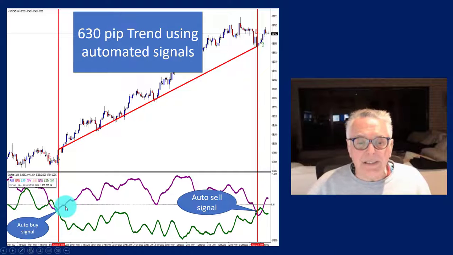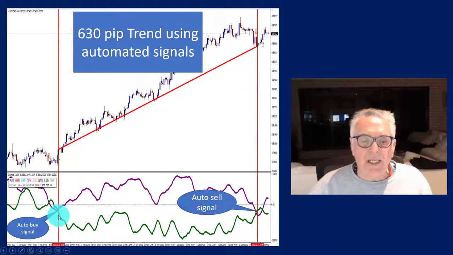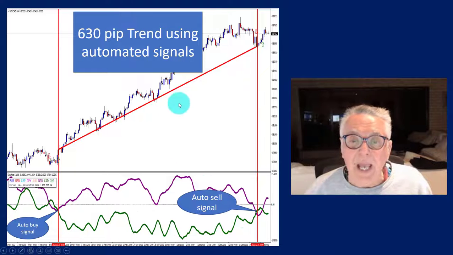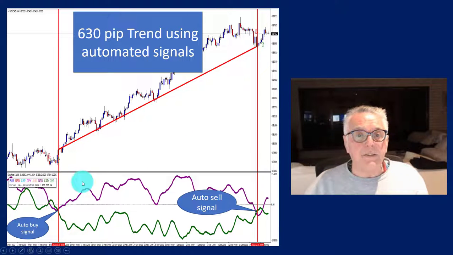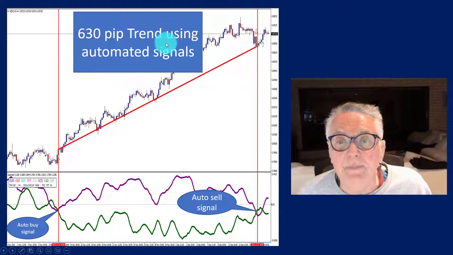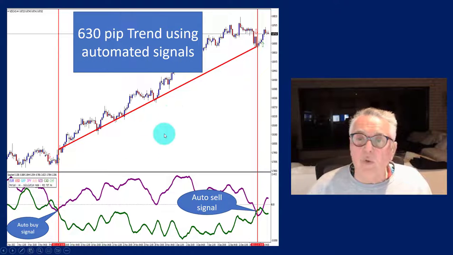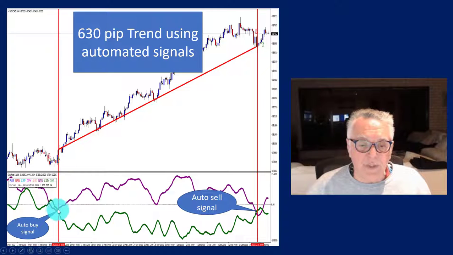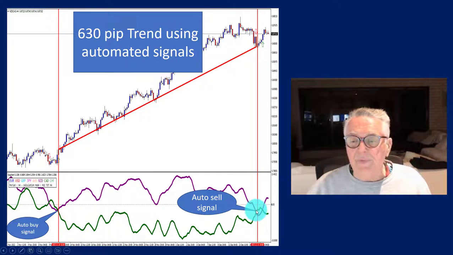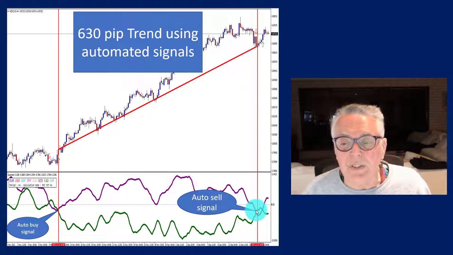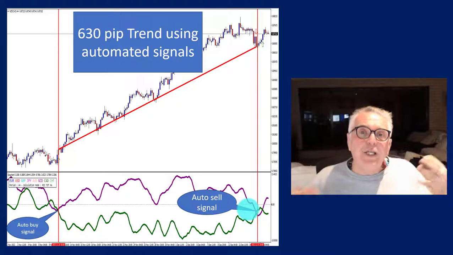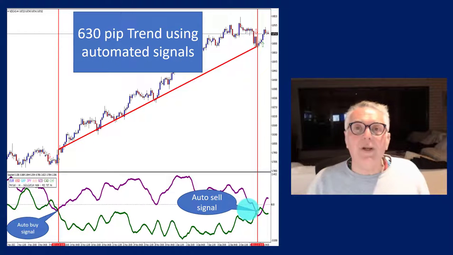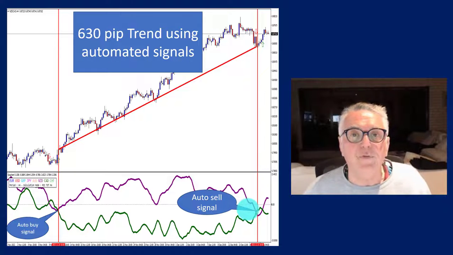And the beauty here is that the New Zealand stayed strong for a very, very long time, and the Canadian stayed weak for a long, long time. And what then happened is you had this fantastic trend because of that. It was a 630 pip trend, and these were, as we say, automated signals, because there is the crossover, that's the buy signal, and there's the exit, which is the sell signal. And that's the beauty of the spaghetti indicator. It actually gives you the entry and the exit. So that is one example of using the spaghetti indicator to find entries and exits.